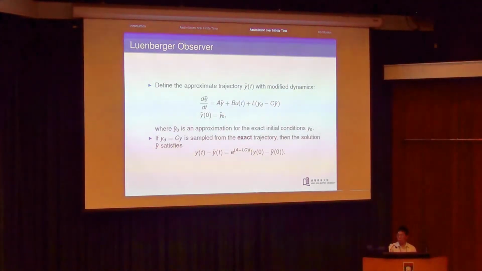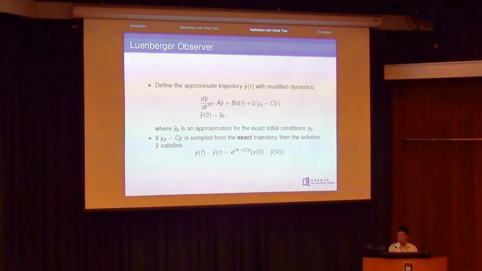Okay, so how do I define y tilde? I take the dynamics for my original problem, and I add to it a matrix L multiplied by a difference, between the observed data, that's my yd, minus the calculated trajectory multiplied by an observation matrix, so that it's consistent with what I'm observing. So this is in some sense the error term, the difference between the observed data and the predicted data, and I multiply that by a matrix L, and then I put that into the equation as an extra term.